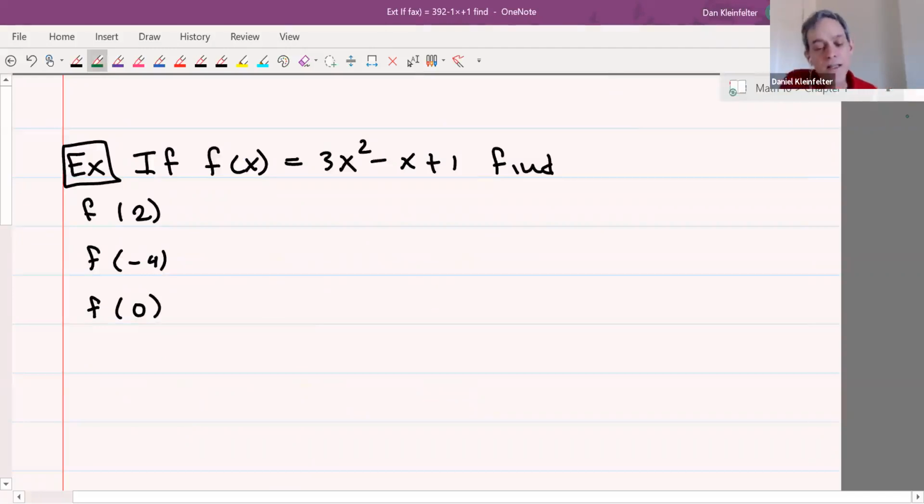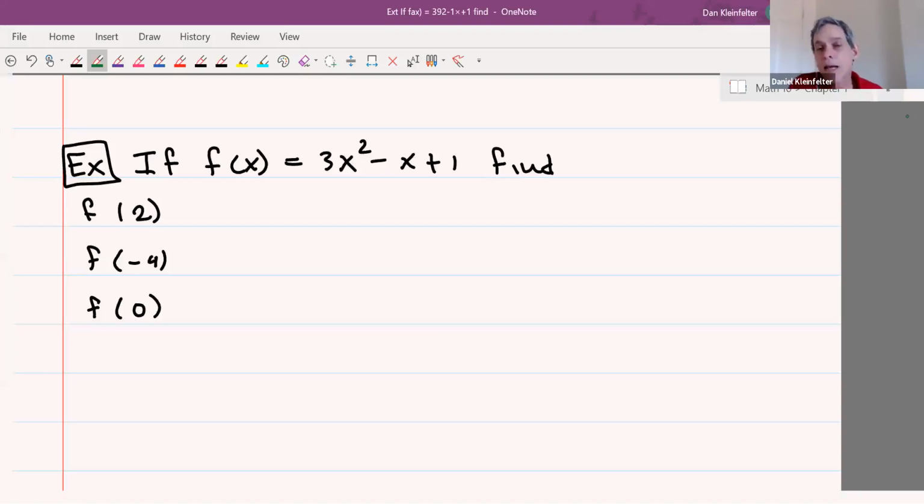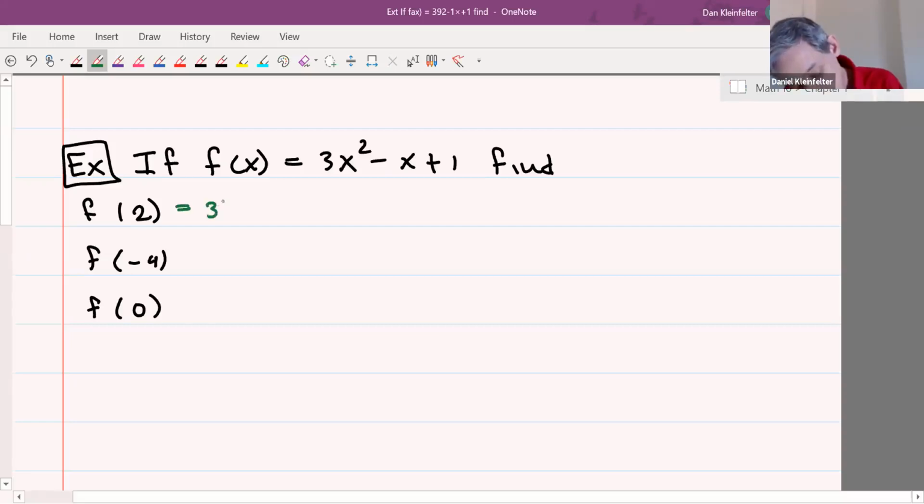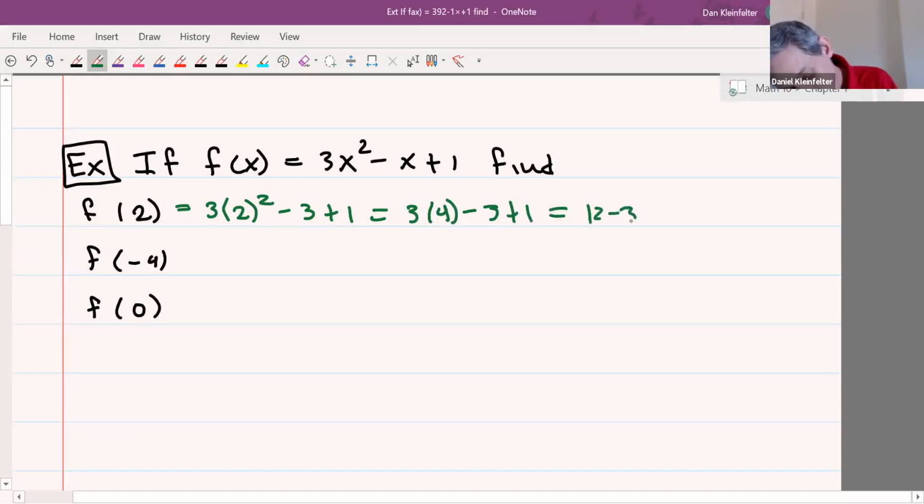If f of x is 3x squared minus x plus 1, we want to find f of 2, f of negative 4, and f of 0. At this point, you might want to pause the video and try this on your own, and then we can compare answers. Okay, so let's see how this looks. So we'll have 3 times 2 squared minus 2 plus 1. That's 3 times 4 minus 2 plus 1. And I'm getting 10.